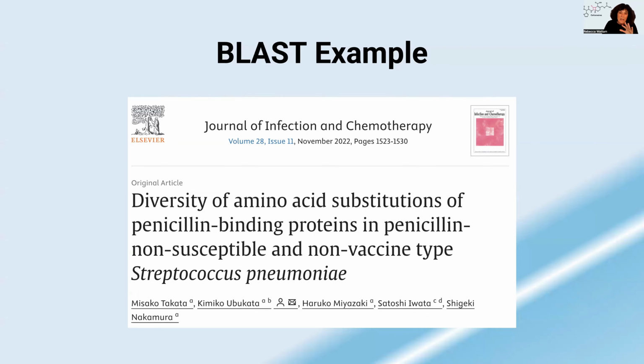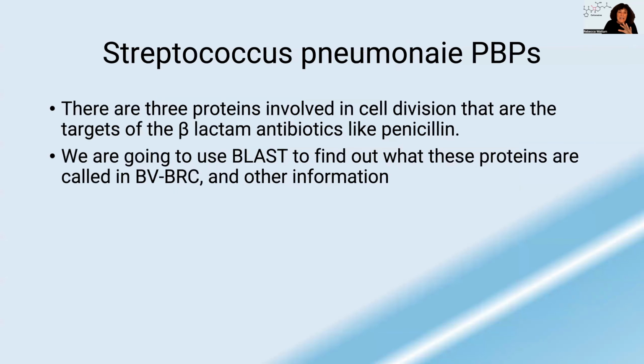And this paper talks about that, and it says that there are 3 proteins, 3 out of the 6 that all Streptococcus pneumoniae have, that are involved in cell division and are the targets of beta-lactam antibiotics like the penicillins. We're going to use BLAST to find out what these proteins are called in BV-BRC and gather other information. Join me in the next videos. The first thing we're going to do is submit a job, so you better watch it so you can see how it's done.